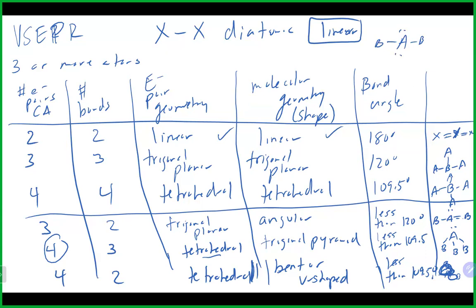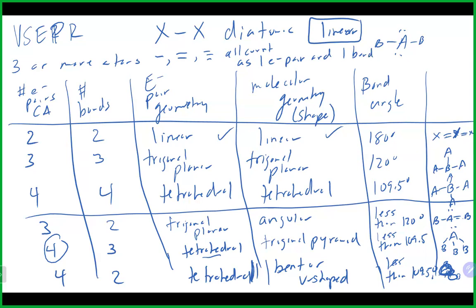Remember that when we're doing geometry, probably the most important thing is everything counts as one, right? So if you have a double bond, if you have a single bond, or if you have a triple bond, they all count as one electron pair and one bond. So that's the really important thing, right?